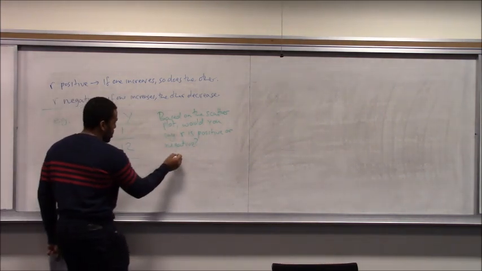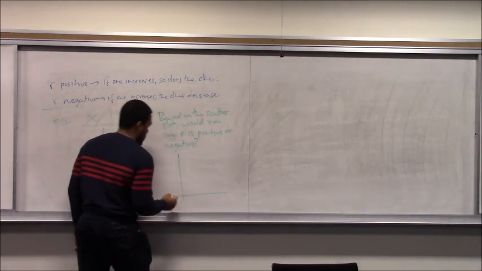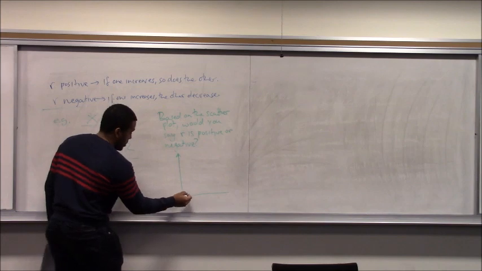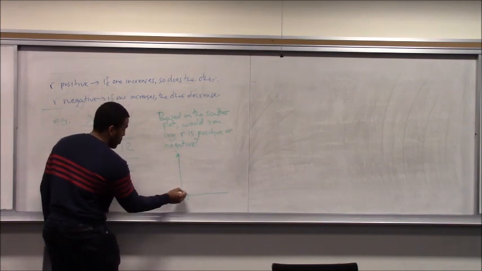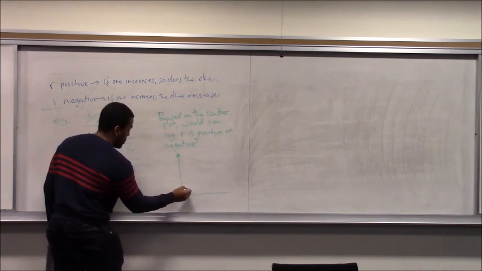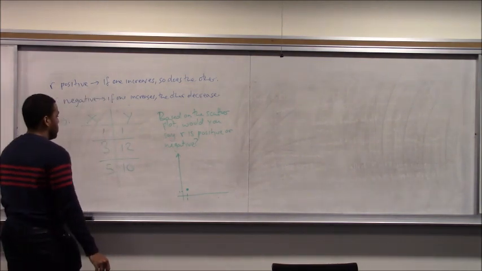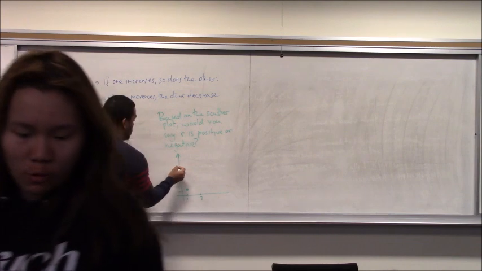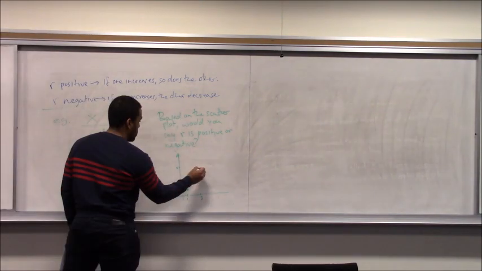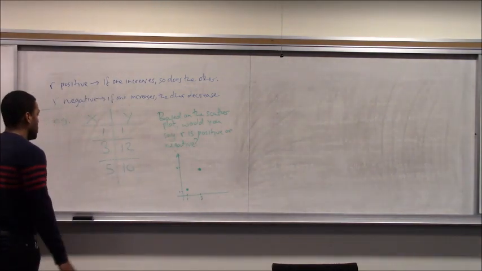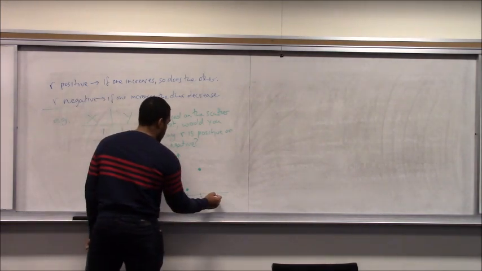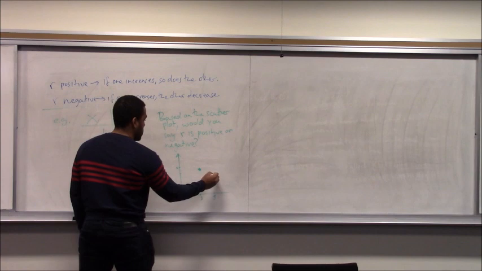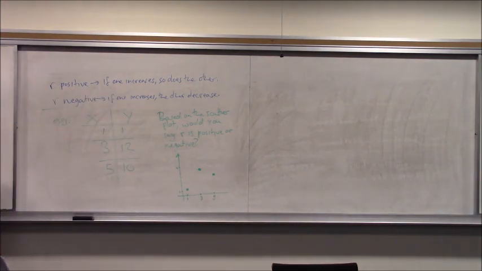So you could actually draw a little graph here. We're mostly going to do this on the calculator, but when X is 1, your Y is 1, so that's one point. When your X is 3, Y is 12, another point. When your X is 5, Y is 10, that's another point. So what would you guess?